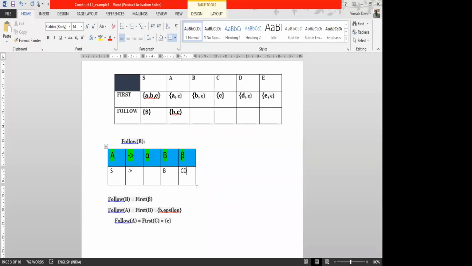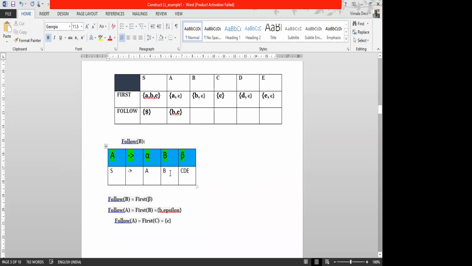C, D, E should come here. E should appear here. Have you understood the way I have matched the pattern, the rule, right? Now this alpha is nothing but A. For this B only we are going to identify the follow set. That is why this B is matched with B itself. After B, whatever comes is assumed as beta.